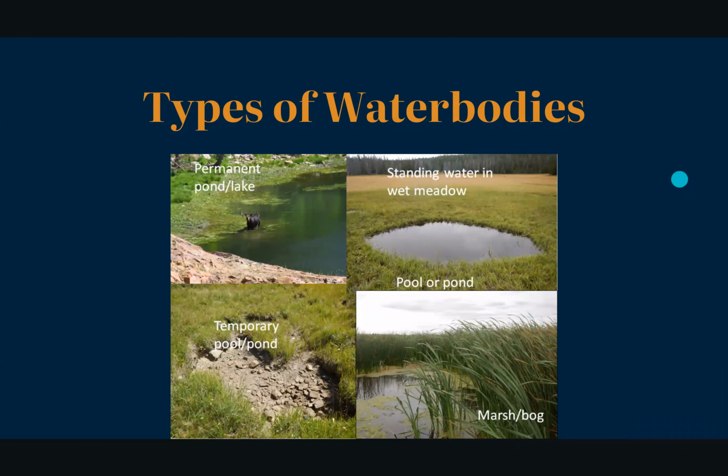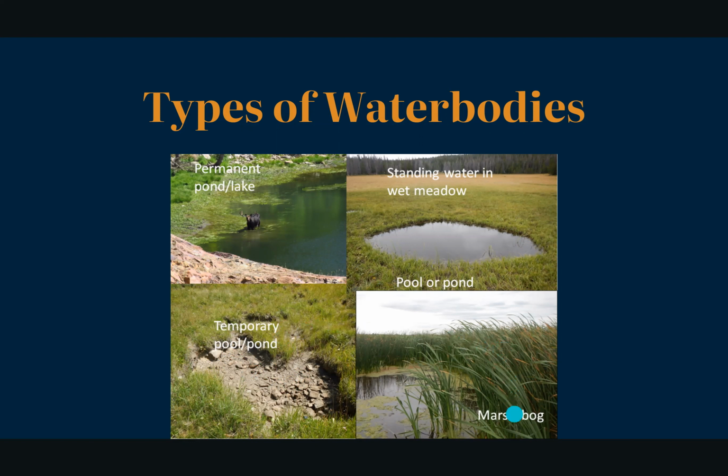permanent lakes, standing water in a wet meadow, a temporary pool or pond, which is important to note. If this goes dry at a certain time of year before the tadpoles can develop, we definitely want to know that. And of course, there's things like marshes and bogs. Those are all multiple choice options.